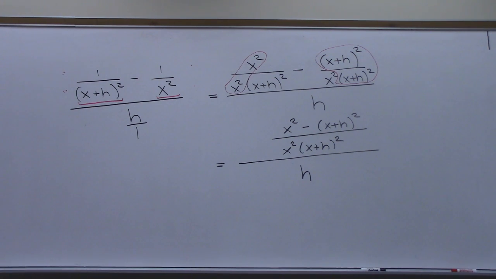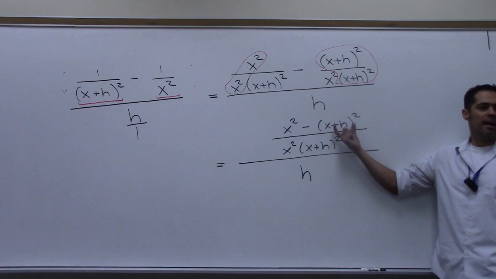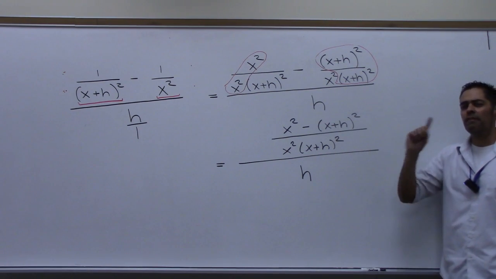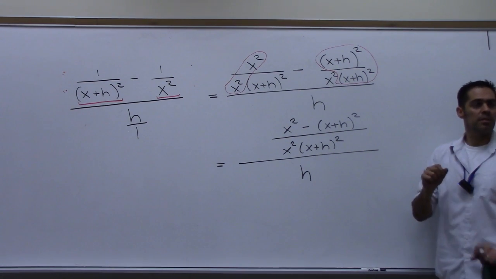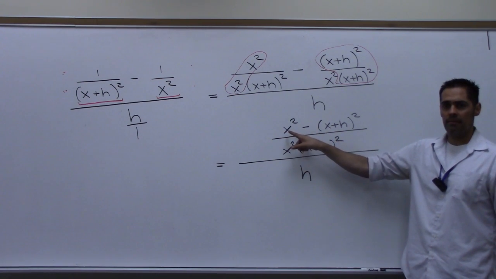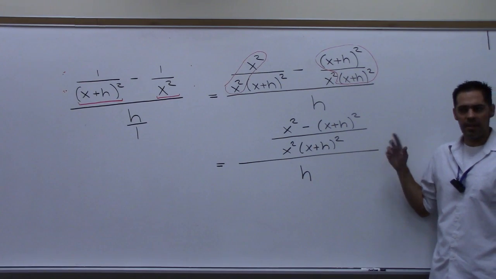And it doesn't seem like you're going to be able to do much with that. But in fact, if we multiply this out now, the x plus h squared, if I do x plus h times x plus h, what's the first term I'm going to get? X squared. And aren't I going to subtract that? Yes. And that x squared is going to cancel with that one, right? So do you see that without actually having to do it? Do you see the x squareds canceling?